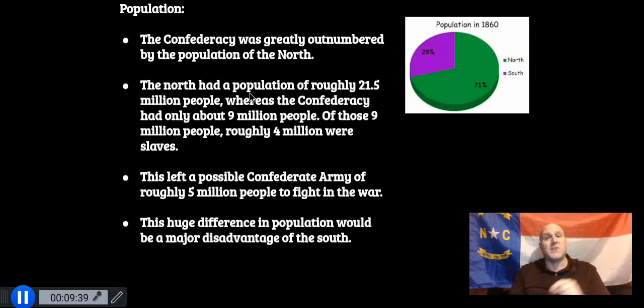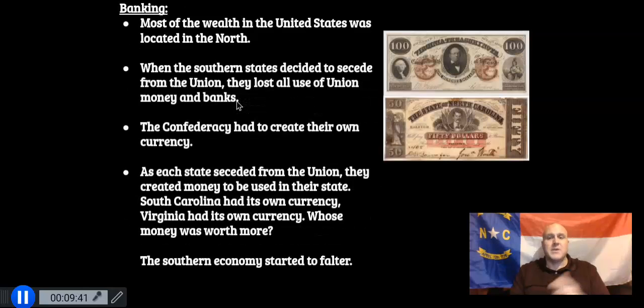Banking. The Union had the banks. Remember what we said. All that banking, trading, mercantile stuff is in the northeastern part of the United States. The South was based on agrarian farms, right? It was based on farming. So all the wealth was in the Union part of the United States. After the Confederacy broke off, each state wound up creating its own money, which created a whole problem of its own. Whose money was worth more than somebody else's money? Oh my gosh, I don't know.